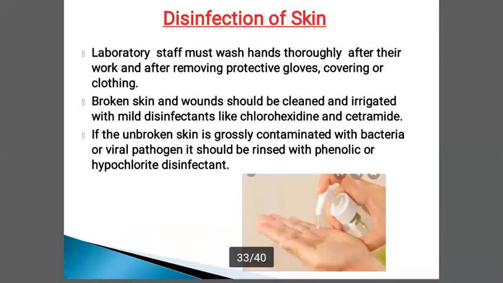Disinfection of skin. Laboratory staff must wash hands thoroughly after their work and after removing protective gloves, covering, or clothing. Broken skin and wounds should be cleaned and irrigated with mild disinfectants like chlorhexidine and cetrimide. If unbroken skin is grossly contaminated with a bacterial or viral pathogen, it should be rinsed with a phenolic or hypochlorite disinfectant.